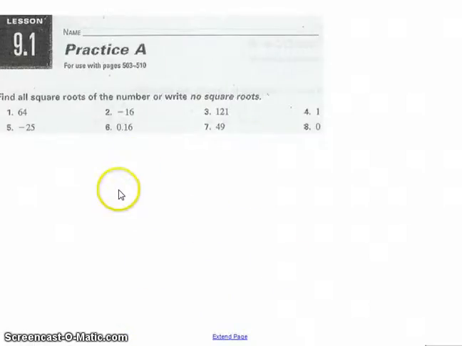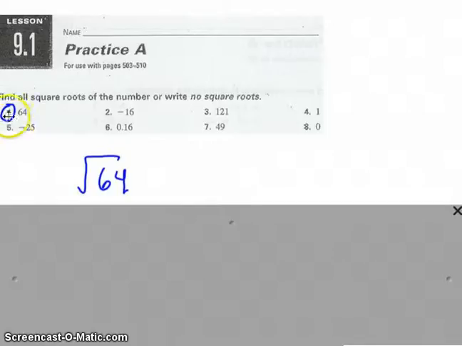Now we do move on to chapter 9.1. Chapter 9 starts talking about square roots instead of exponents. And here you're asked to find all the square roots. And it's possible, as it says here, that a number will have no square roots. So let's look. Okay, the first one I wanted you to do was the square root of 64.